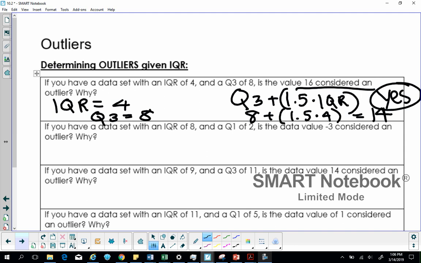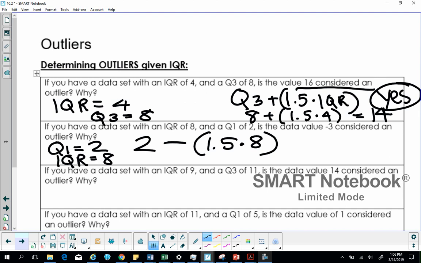Let's try the next one. They're giving me Q1, so now we're dealing with the small outliers. So if Q1 is 2 and the IQR is 8, they want to know if -3 is an outlier. So let's use that formula. 2 minus 1.5, and what's our IQR? 8. Put that in your calculator. What do you end up getting? -10. Now, is -3 smaller than -10? No. So it would not be an outlier. Does that make sense?